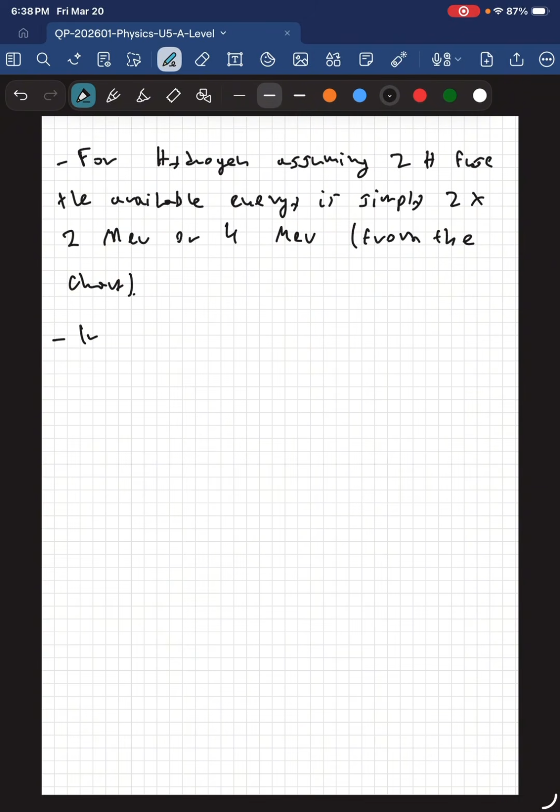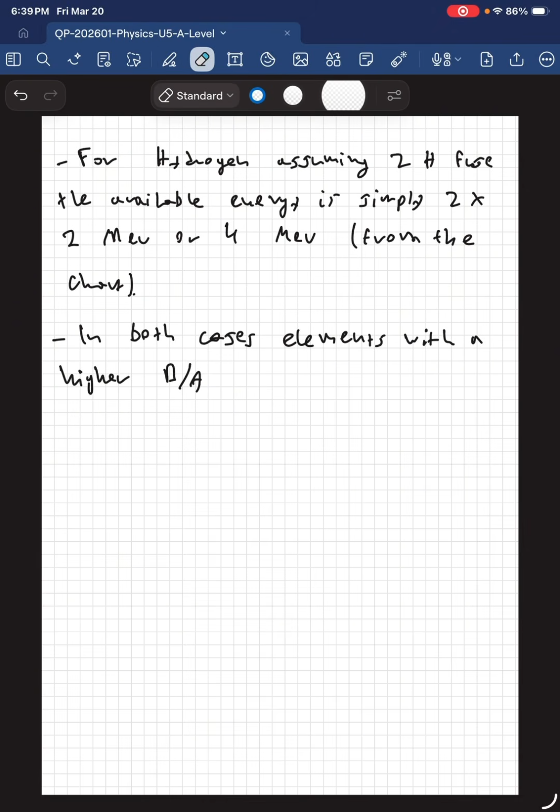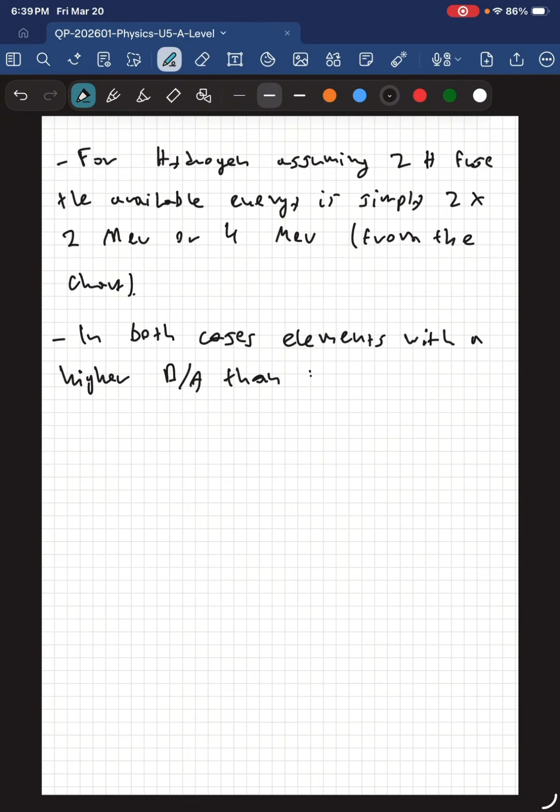In both cases though, elements with a higher binding energy per nucleon than their parents are produced.